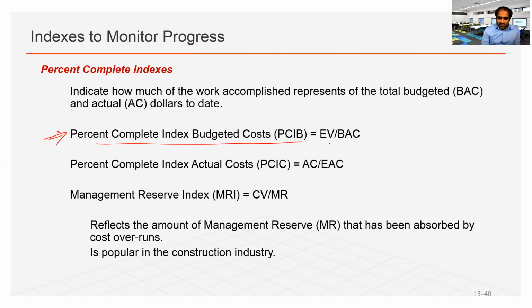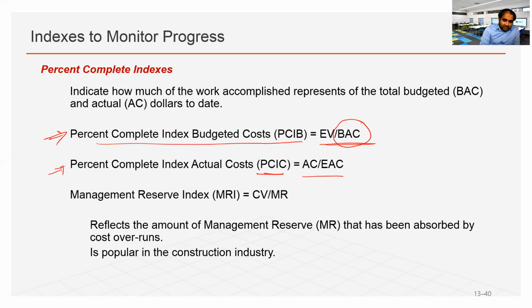This is earned value divided by BAC. After every time period, what is the earned value? And we already have the BAC from the beginning of the project. If we divide it, that is the percent complete index budgeted cost, PCIB. If you compare that with actual cost, we have another index, which is PCIC, percent complete index actual cost, AC divided by EAC.